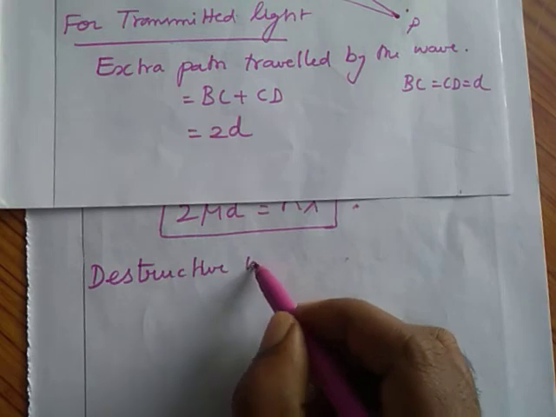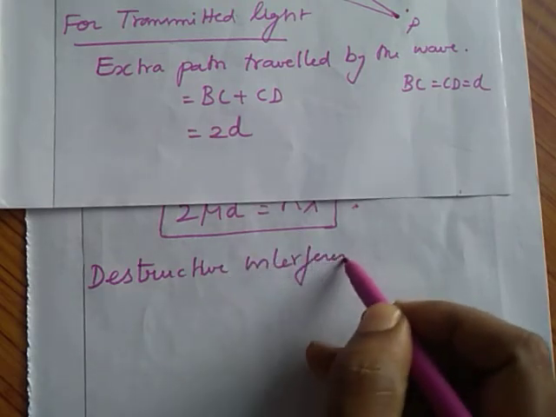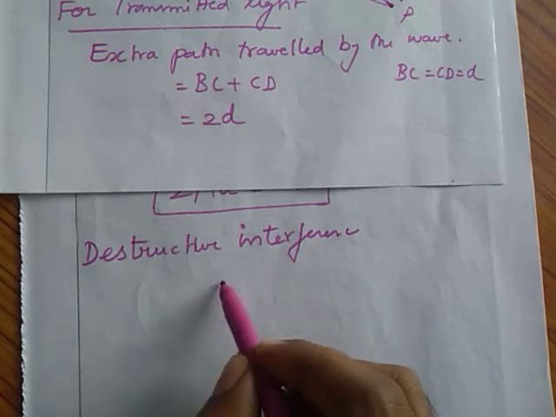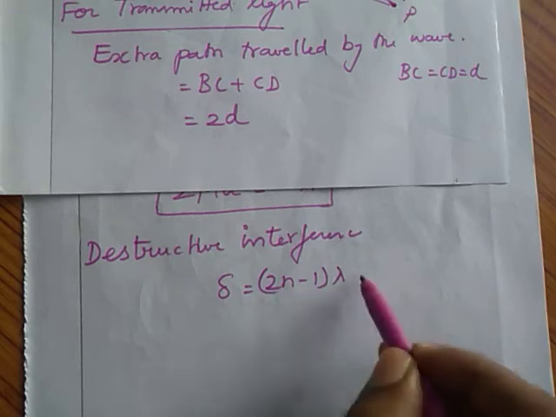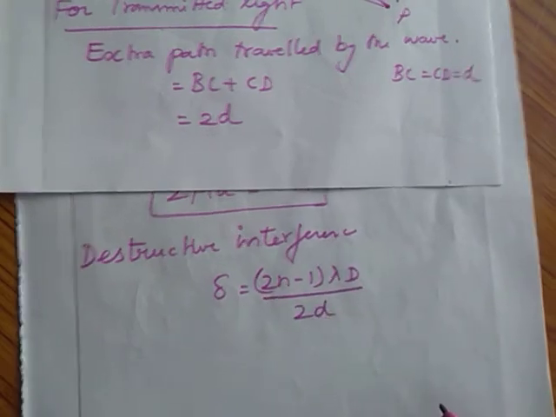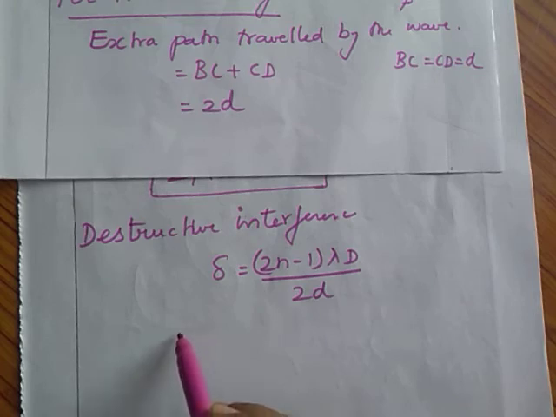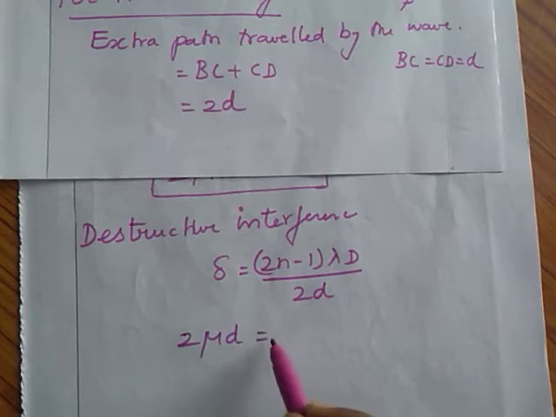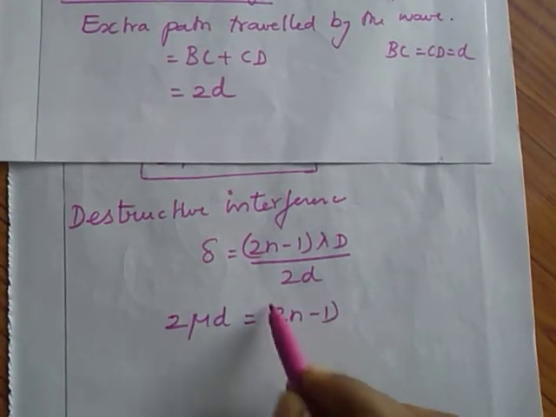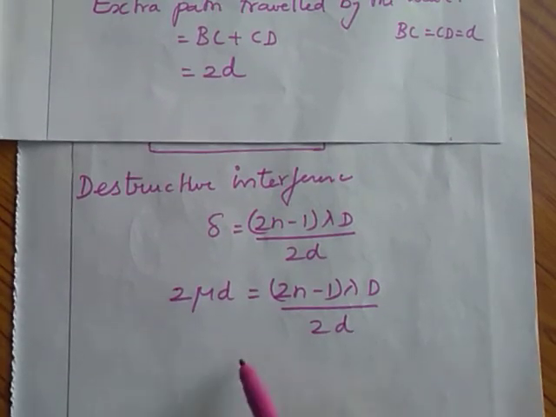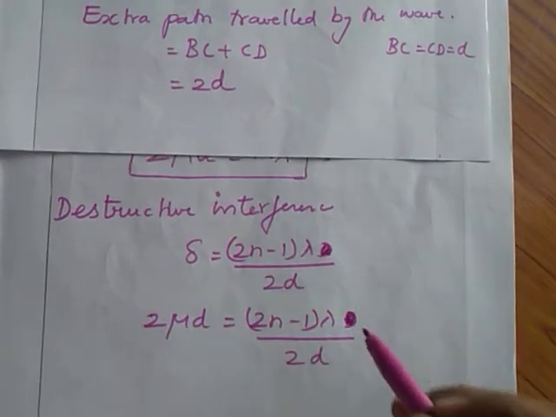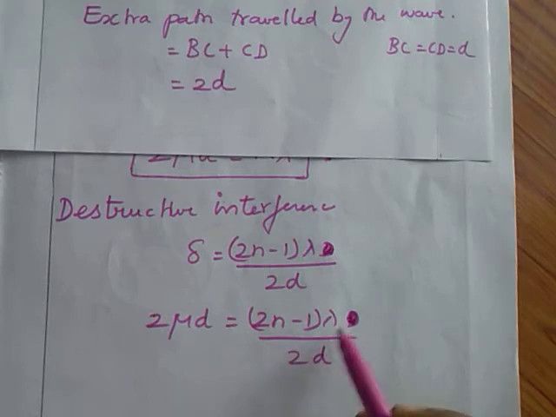If destructive interference takes place, then we know the path difference delta is equal to (2n minus 1) lambda by 2. Then the optical path difference 2 mu d is equal to (2n minus 1) lambda by 2. Sorry, there is no capital D.